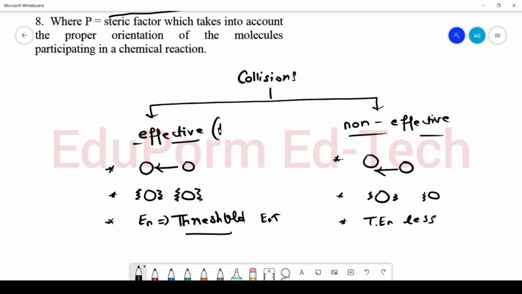Effective collision results in formation of product, whereas in case of ineffective collision, product formation does not take place.